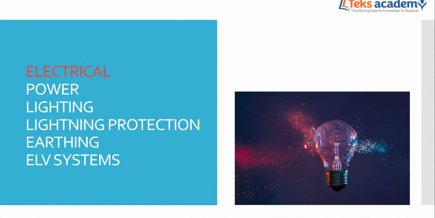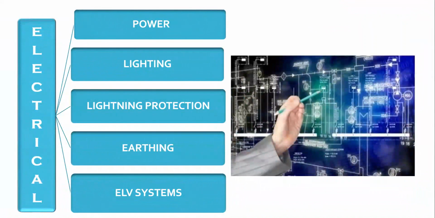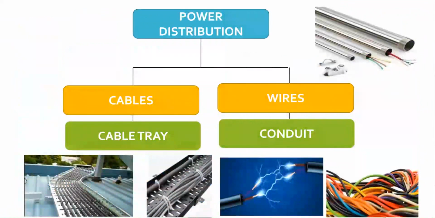Electrical, very first thing in electrical, we need the power. When there is power, you will get the lighting. The lighting having the protection, earthing, and ELV system, extra low voltage systems. So in power, lighting, earthing, these are the processes in electrical systems.